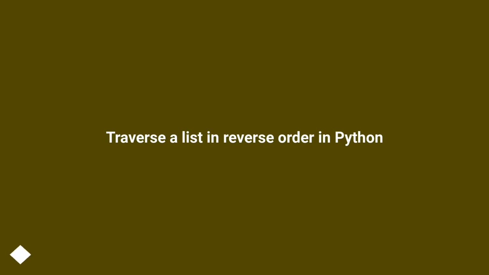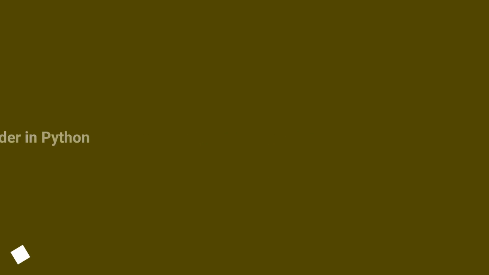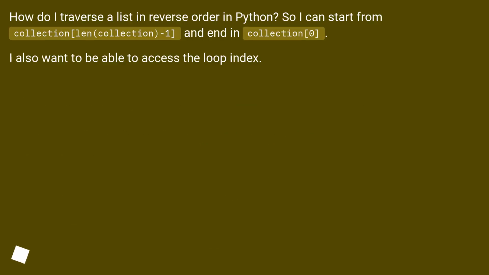Traverse a list in reverse order in Python. How do I traverse a list in reverse order in Python? So I can start from collection len collection -1, and end in collection 0. I also want to be able to access the loop index.